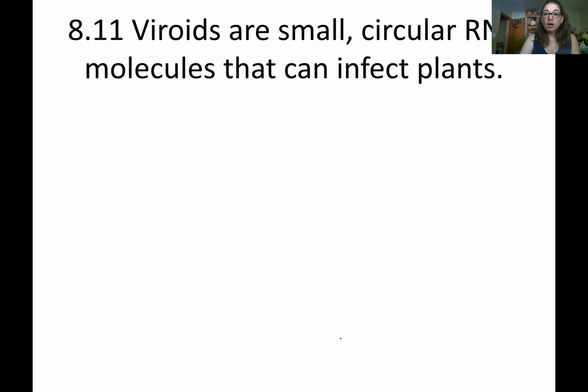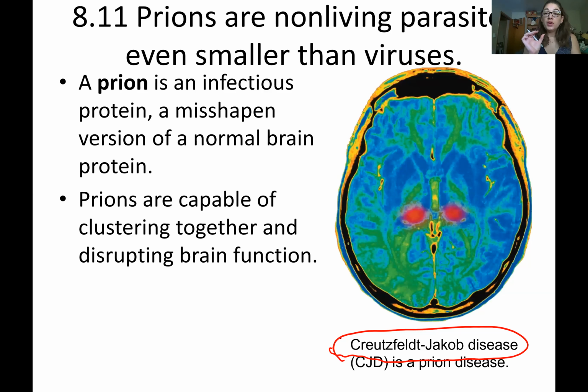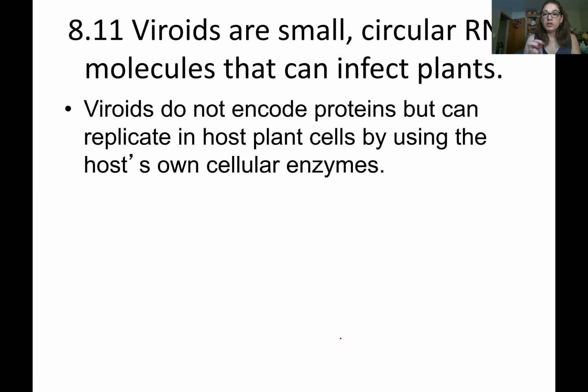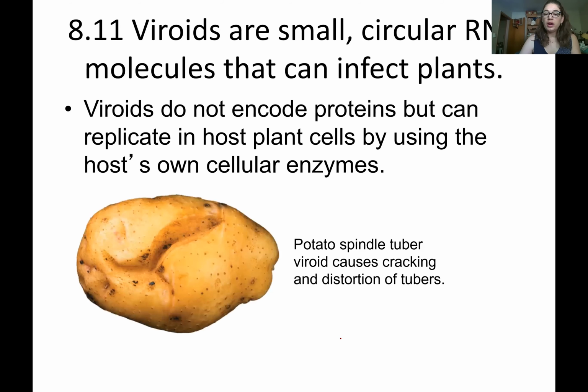Viroids, these are small circular RNA molecules that are able to infect plants. So where prions are infectious proteins that affect human brains or the central nervous system, viroids are RNA molecules that infect plants. They don't code for proteins, but they use the plant cell machinery to replicate and make their own enzymes. So an example of a viroid is a potato spindle tuber viroid, which causes the cracking you can sometimes see in potatoes, especially if they're organic.